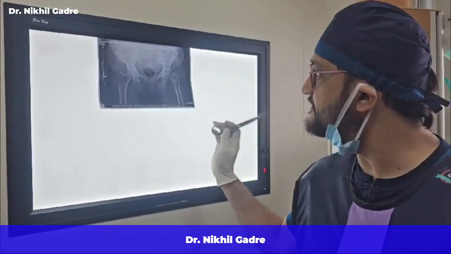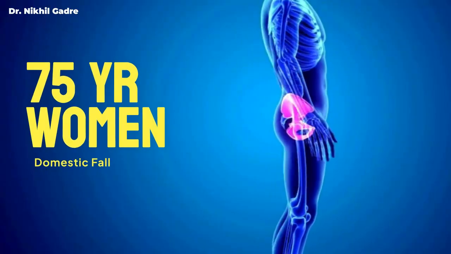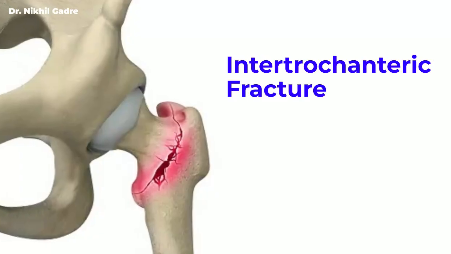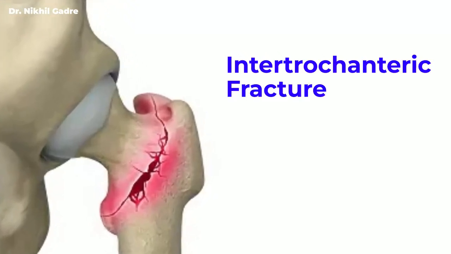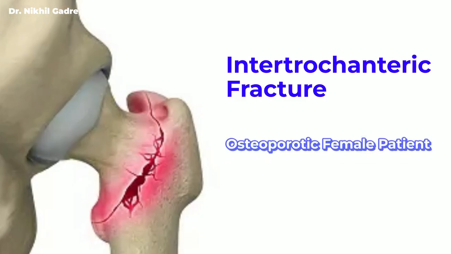This is a case of a 75-year-old lady who had a domestic fall and had a left intertrochanteric fracture. As you can see, the fracture line is over here. This is a classical case of an intertrochanteric fracture. The patient is grossly osteoporotic.